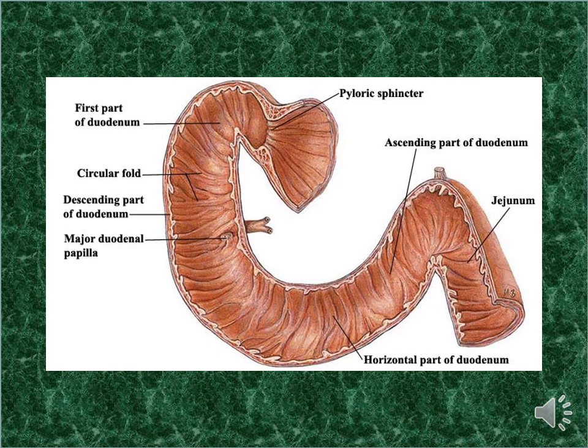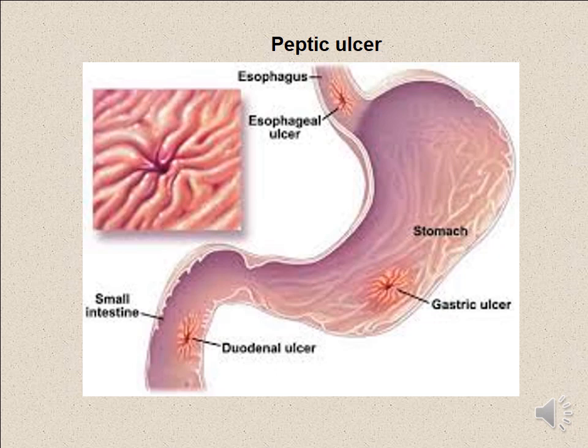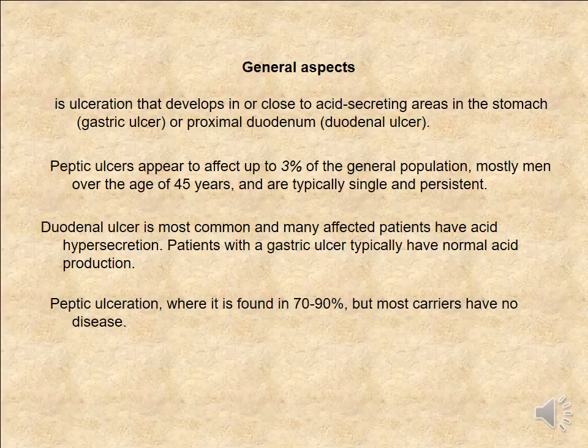The most important disease is the ulcer in the GIT, and the most common one is the peptic ulcer. The peptic ulcer is an ulceration within the stomach or duodenum, and may go upward to the esophagus as an esophageal ulcer. In general, the ulceration develops in or close to an acid-secreting area: in the stomach it is called a gastric ulcer, in the proximal duodenum a duodenal ulcer, and lately in the esophagus an esophageal ulcer.